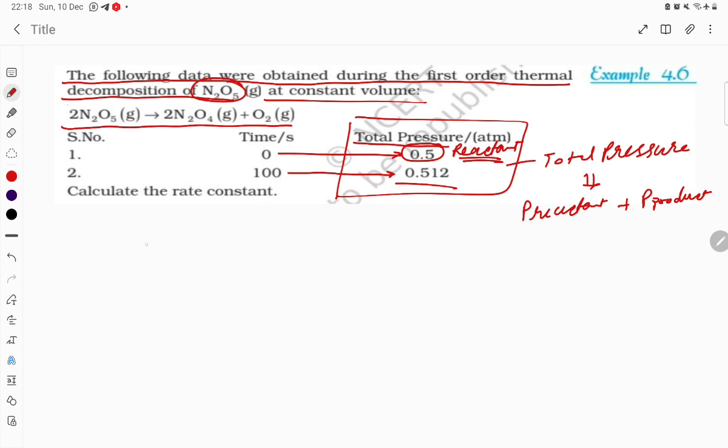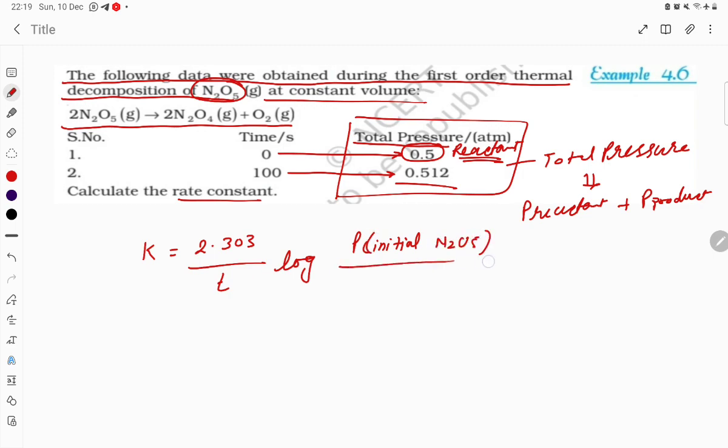What is the formula we use? Here they are asking for the rate constant K. K for first order is equal to 2.303 upon t log P initial upon P final. P initial means the initial pressure of the reactant, N2O5, and P final means the final pressure of N2O5. Keep these things in mind. If you keep them in mind, the problem will be solved easily.